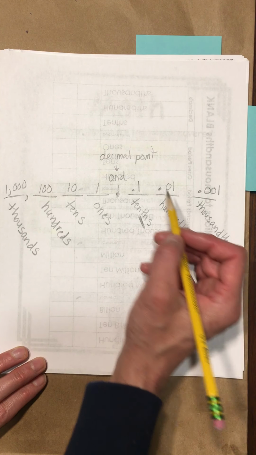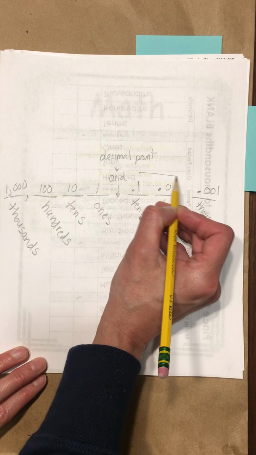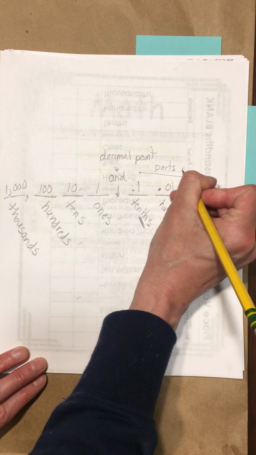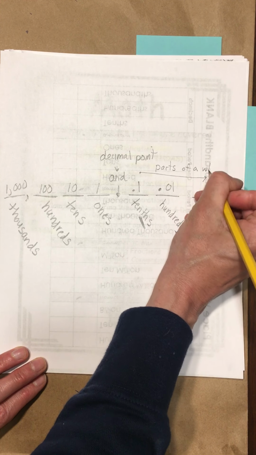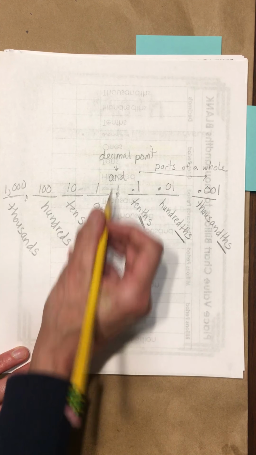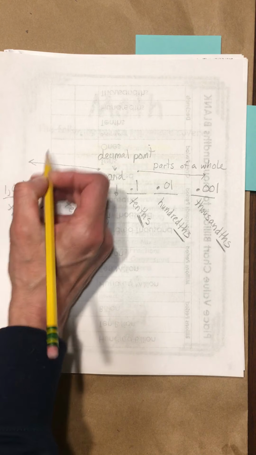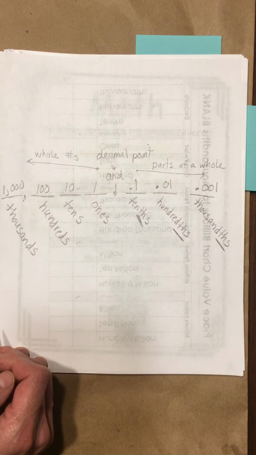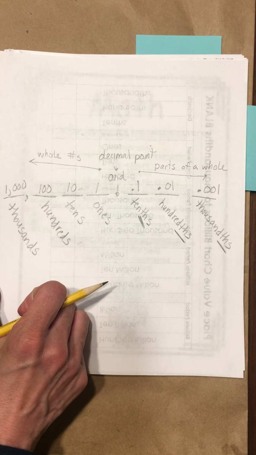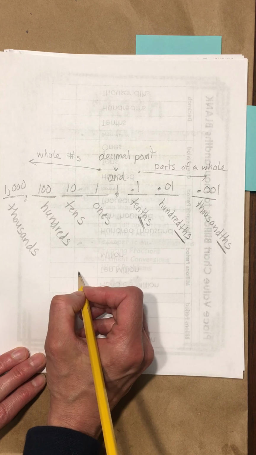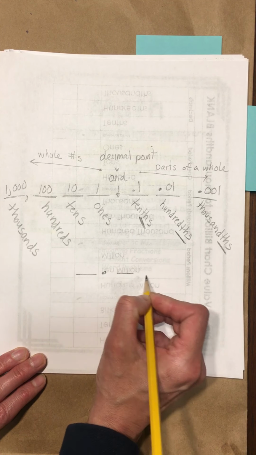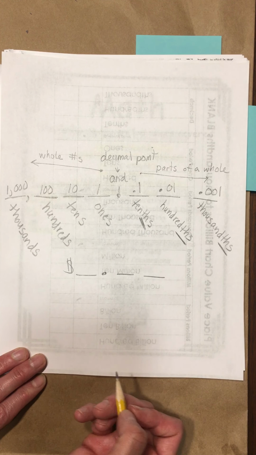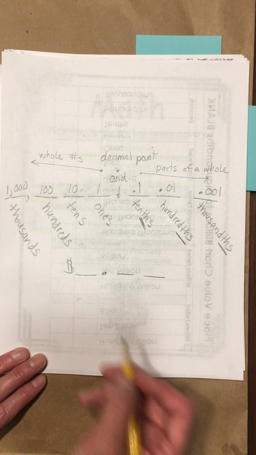Some additional thoughts I would like you to write down: this side means parts of a whole. In this direction, these are all whole numbers. Something else you can add is to compare decimals to money. That's something that a lot of people, almost everyone, can relate to.